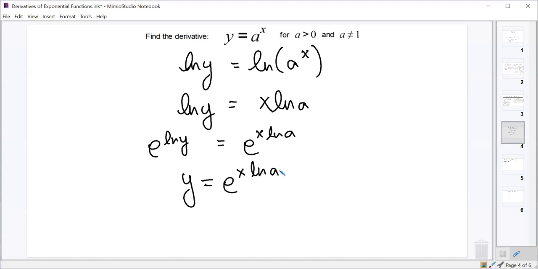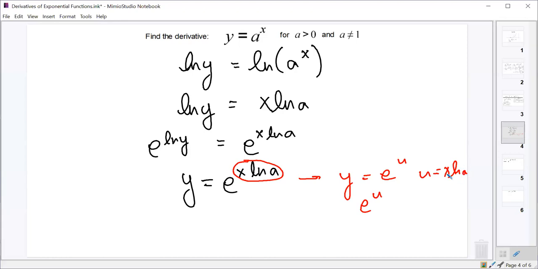Yeah. And what does that now look like? It looks like y equals e to some function, e to the u, right? We've got y equals e to the u with u equal to x ln a. And how do we differentiate e to the u? It's just e to the u times the derivative of u.